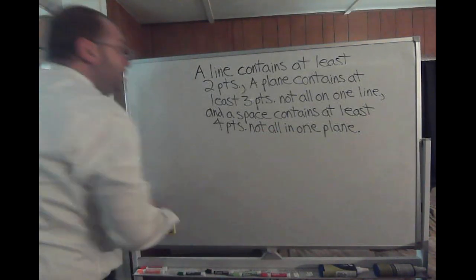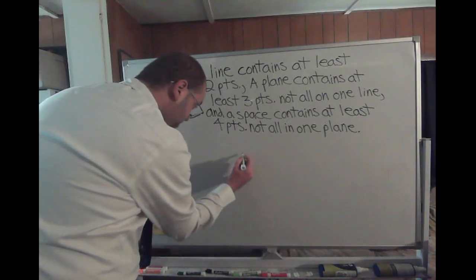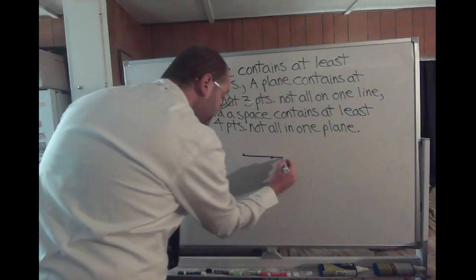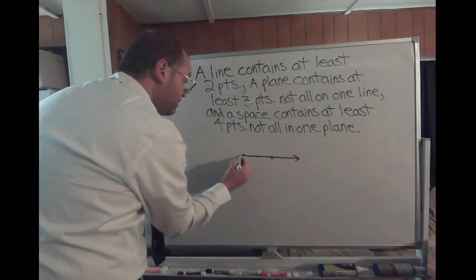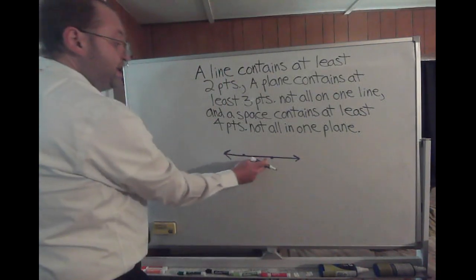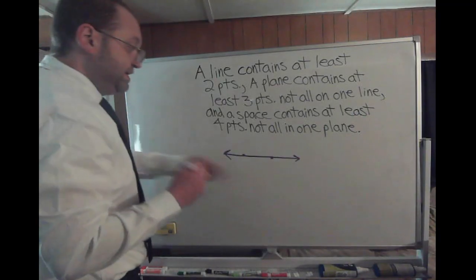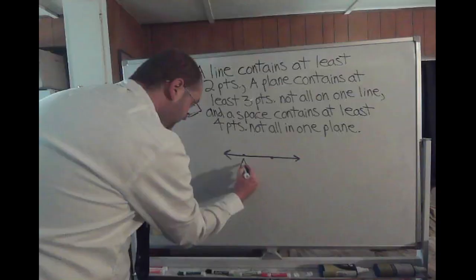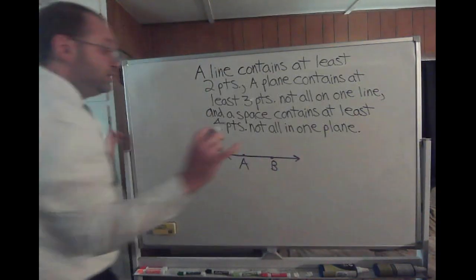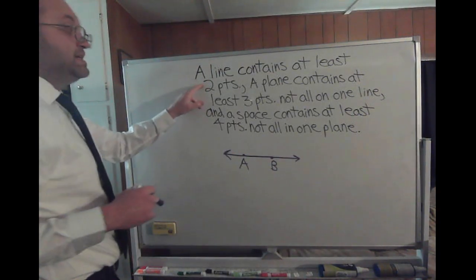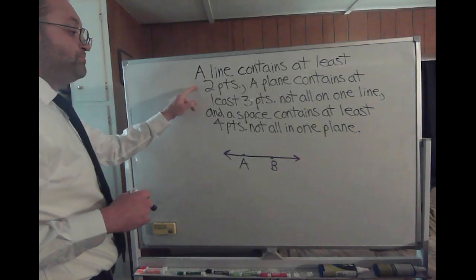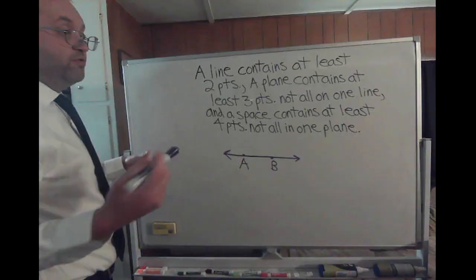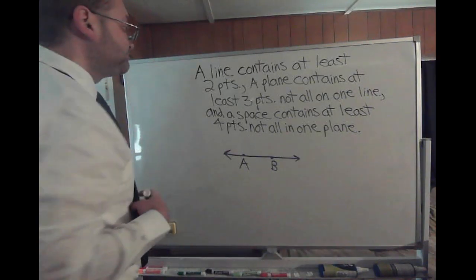So a line contains at least 2 points. Well, that's true. In order to form a line, you need at least 2 points in order to make the connection, right? That kind of demonstrates that a line contains at least 2 points. Very true. We'll call this point A. We'll call this point B. Now, a line can have more than 2 points, but it contains at least 2 points. If you only have 1 point, you can only prove just that, a point. You can't prove whether there's a line going through it or not.